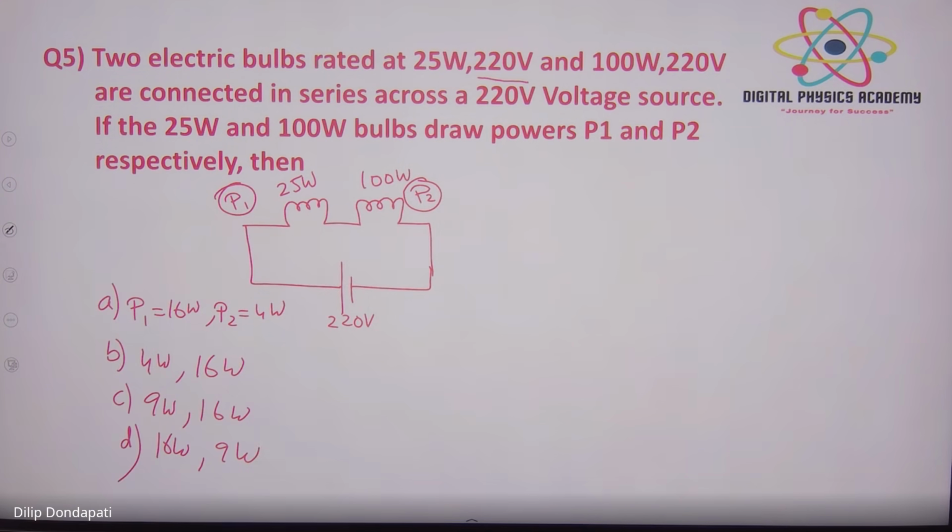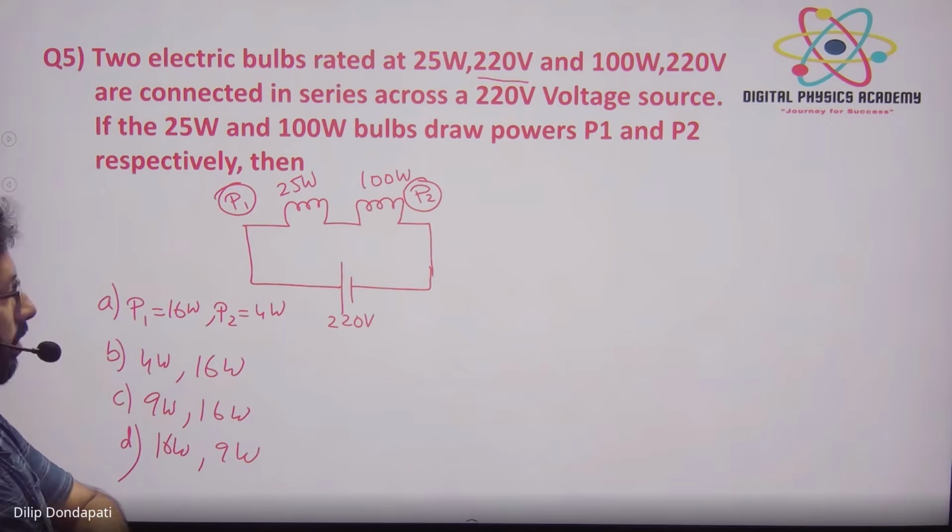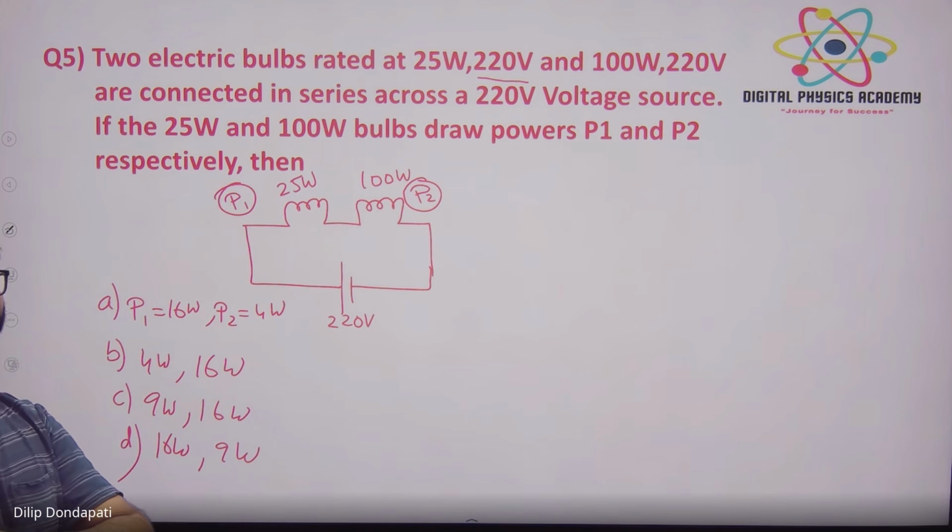Shivang, you will answer. How much power will it dissipate? 16 and 4. Why? Did you do our question? Guessing. Okay. Sadik, answer.